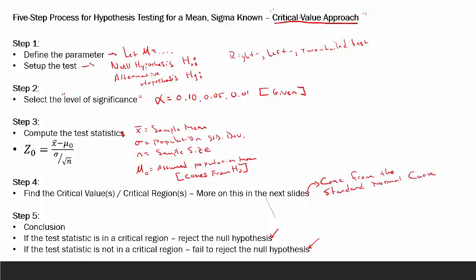So what you're going to do is, if your test statistic in step 3 is in the critical region that you're going to find in step 4, and I'll show you how to find the critical regions in a second, you're going to reject the null. If the test statistic is not in a critical region, so if the value you have in step 3 is not in one of these critical regions, you're going to fail to reject it. Okay, so what exactly is a critical value and a critical region?